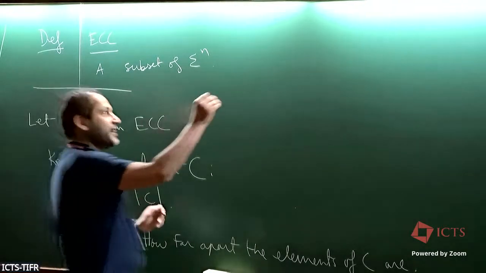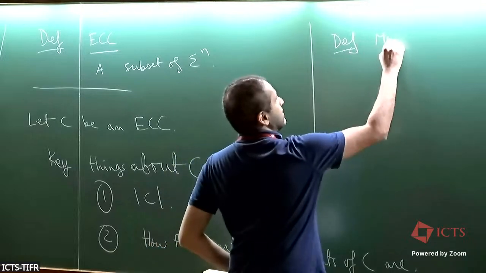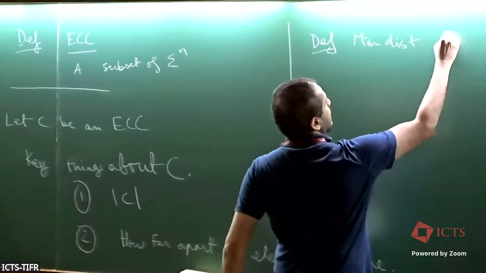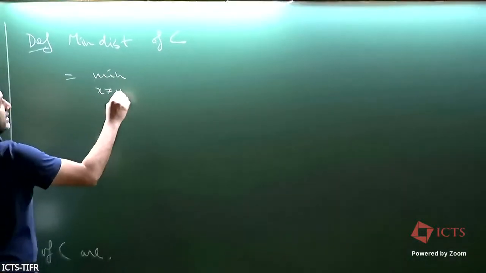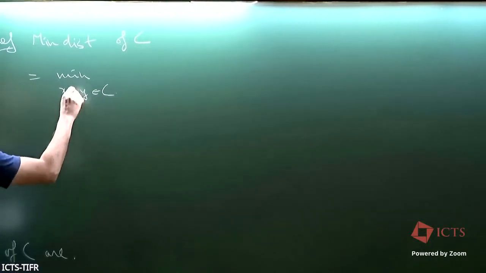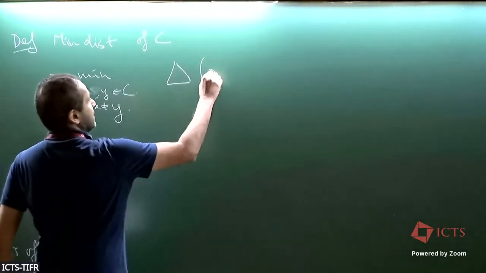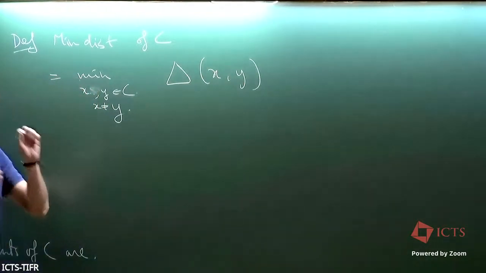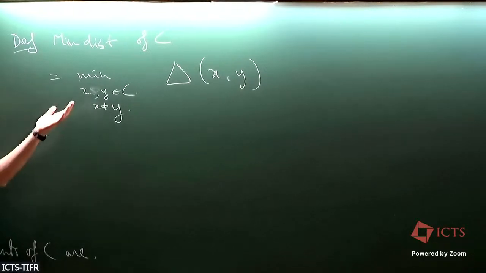So I'm going to define a quantity called the minimum distance of a code C. This is the min over all x not equal to y, where x and y are in the code, of the Hamming distance of x and y. It's the minimum distance between some two elements of C. And this is a measure of how error correcting this set is. And why is that?